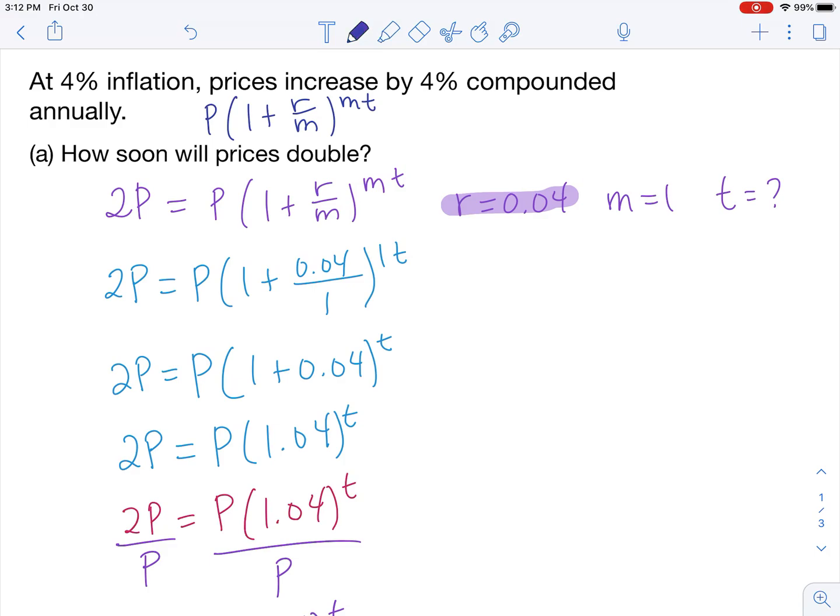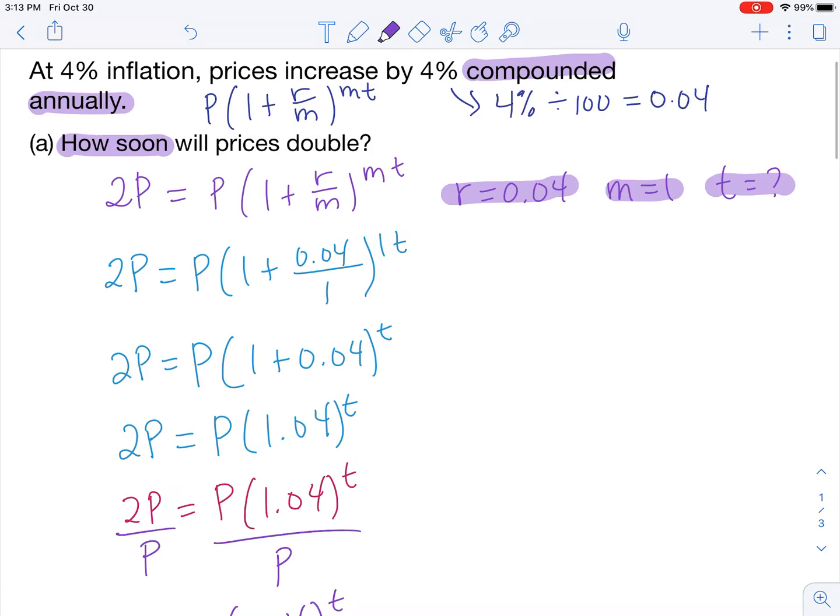We know that R is 0.04. We get that by taking 4% and dividing it by 100. This is our rate, R. We know that M equals 1 because it's compounded annually, meaning it's compounded once per year. How soon lets us know that we're looking for T. We don't know T. That's what we want to find out by working this problem.